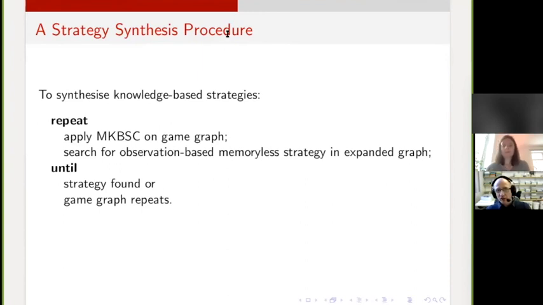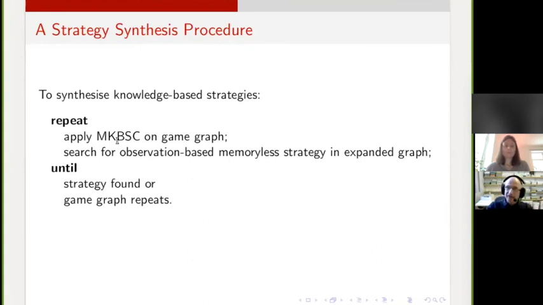Okay, so basically we get a strategy synthesis procedure. It's not an algorithm because it might not terminate. You apply iteratively the knowledge-based subset construction, you produce expanded games, and look for memoryless strategies there. And if you find a memoryless strategy, you convert it back to a knowledge-based strategy in the original game.